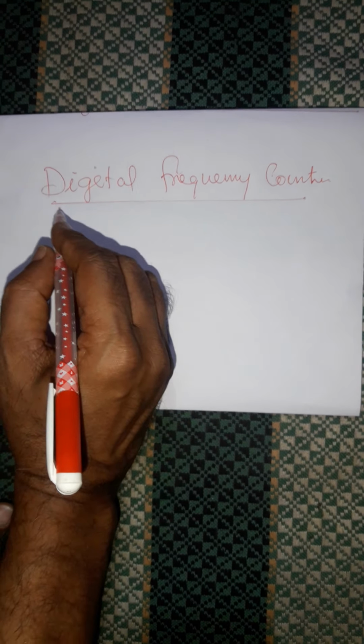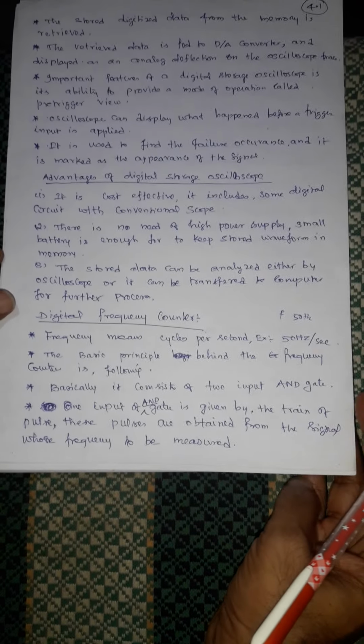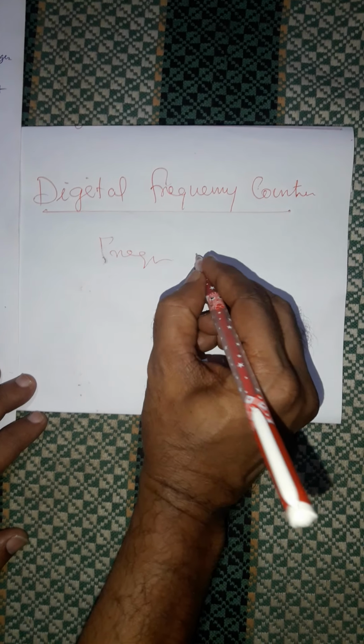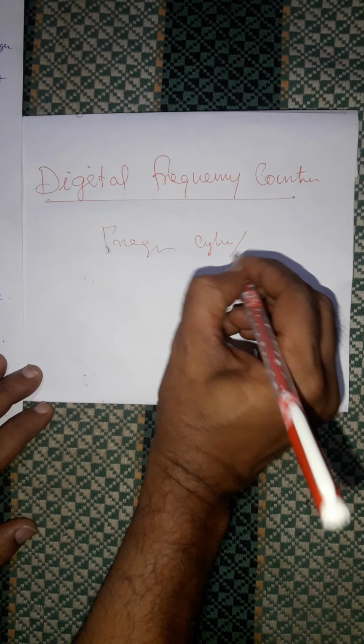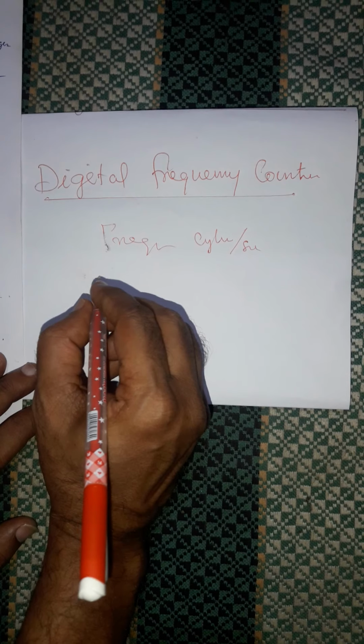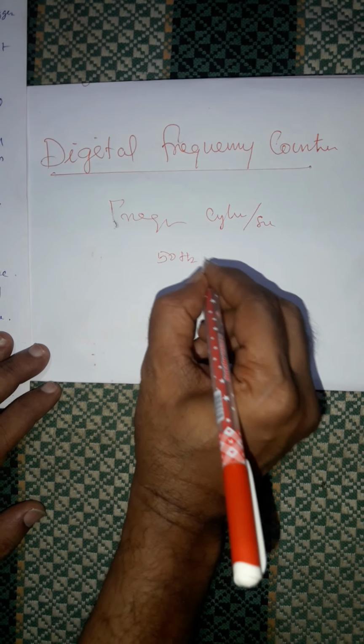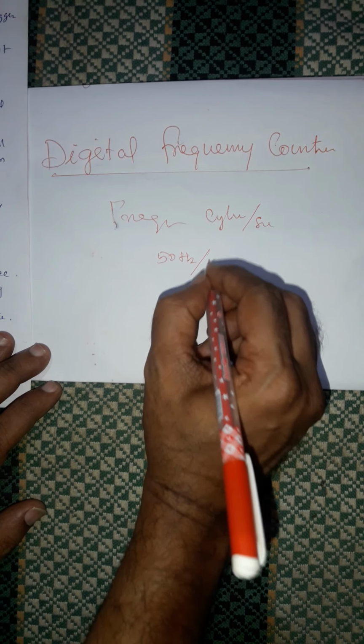Now the topic is a digital frequency counter. First we have to know what is called a frequency. Frequency is cycles per second. Now in our country we are having a power frequency of 50 hertz, that is 50 cycles per second.